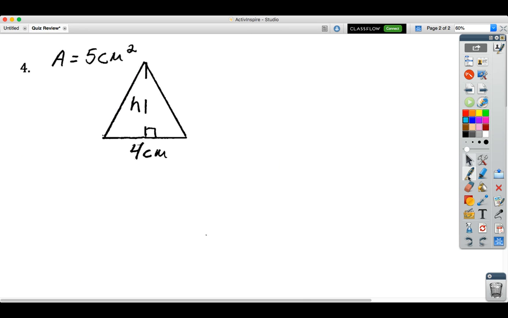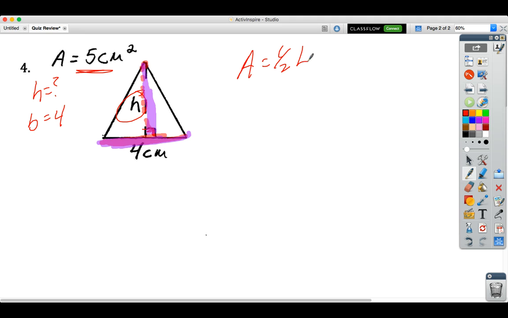Okay, now for this one. Once again, they give us the area is 5 centimeters squared. We're trying to solve for the height. And now we're seeing, well, what did they give us? Well, here is our right angle. And now we see it's connecting this base and it's going to this opposite vertex. So that means that here is my height and this side here is my base. So now I can fill in, I don't know my height, but my base I know is going to be equal to 4. So our formula, area is equal to 1/2 base times height.